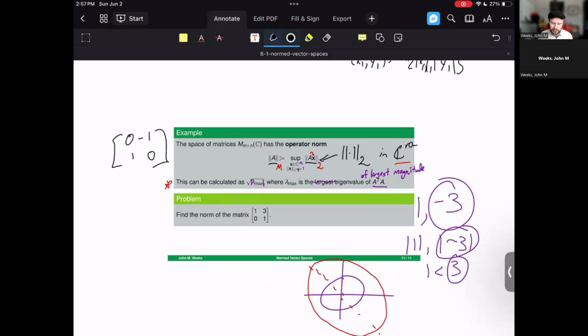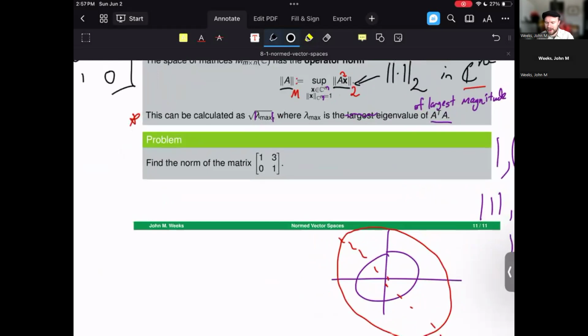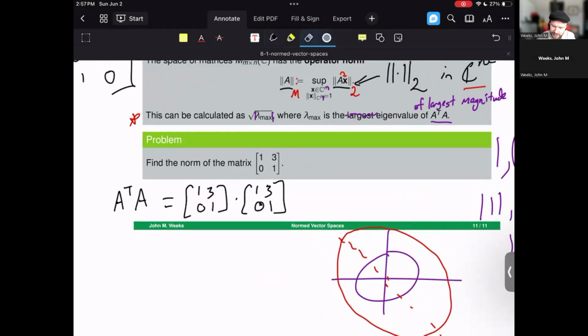Before we get into that proof, here is a calculation for how we might find the norm of a matrix given this information. To find the norm of a matrix like 1, 3, 0, 1, first thing I'm going to do is calculate A transpose times A, and I'll get what? 1, 3, 0, 1 times 1, 3, 0, 1. You might notice that this is itself a symmetric... Oh, no, it's not. I had to switch the order here. So 1, 0, 3, 1, and then times the matrix 1, 3, 0, 1.